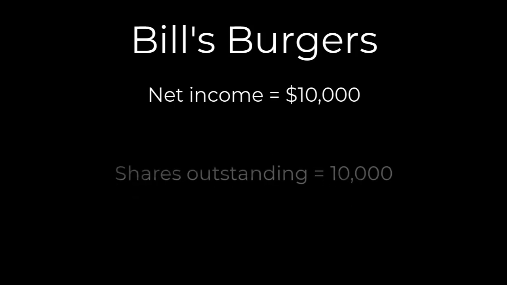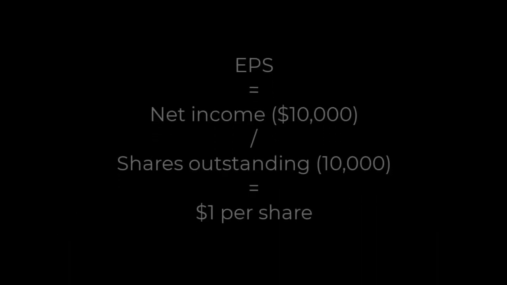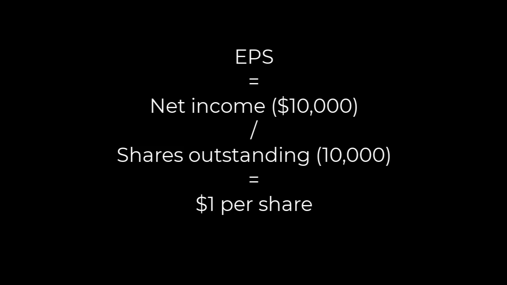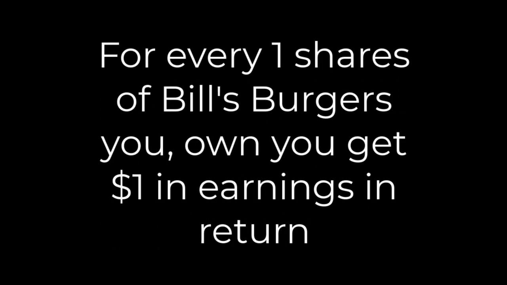Last year, Bill's Burgers had a net income of $10,000. Bill's Burgers has 10,000 shares outstanding. What is Bill's Burgers' earnings per share? Earnings per share equals $10,000 in net income divided by the 10,000 shares outstanding. 10,000 divided by 10,000 equals 1. Bill's Burgers has an earnings per share of $1. That means for every one share of Bill's Burgers you own, you get $1 in earnings in return.